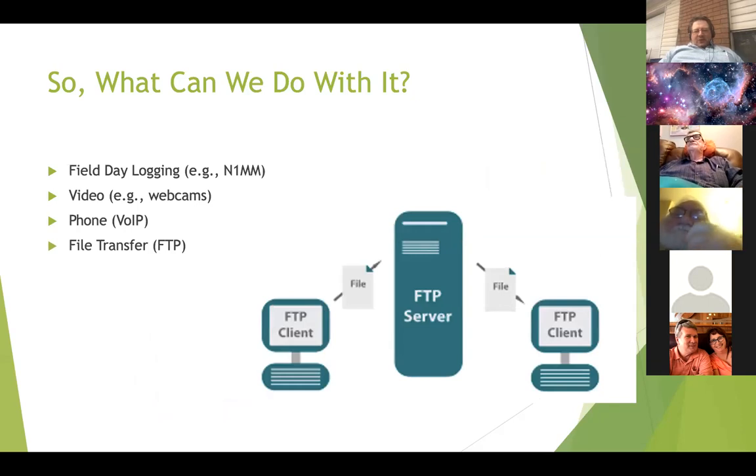You can do file transfers, so typically using FTP. A lot of people on the internet use SFTP, which is a secure file transfer protocol. We can't use that on the amateur radio frequencies because it uses encryption. But FTP is an older protocol that does not use any encryption, and it's perfectly legal to use that on the amateur frequencies. So you could have a file server that has forms or other documents that people might need to access, and they could use a client on their local PC to access those files directly over the file server.